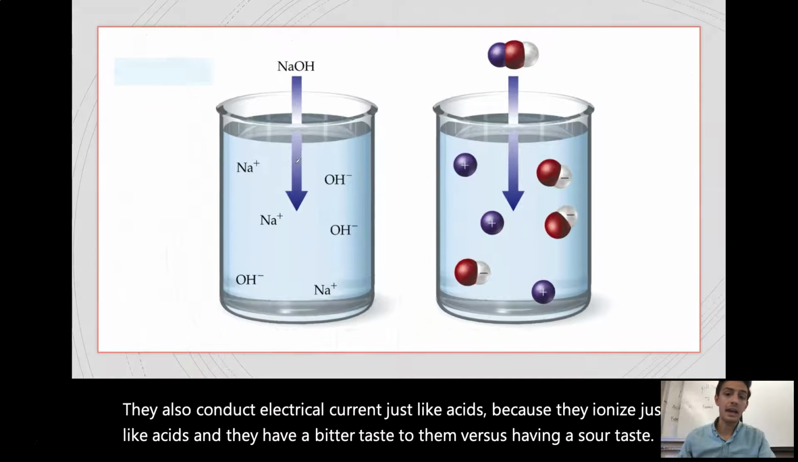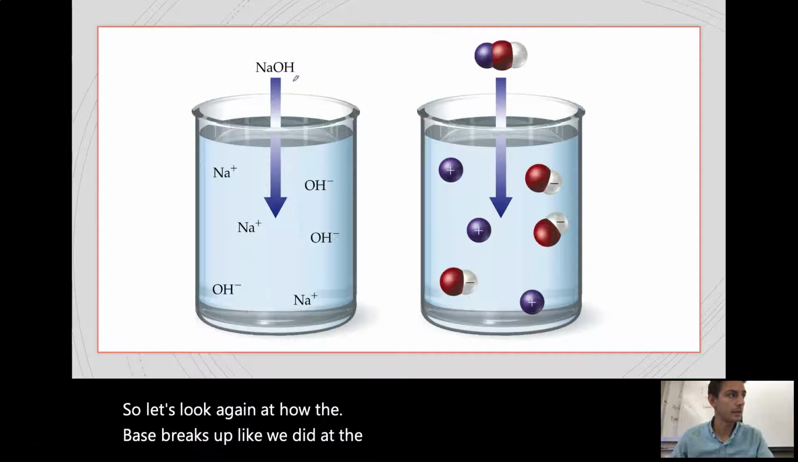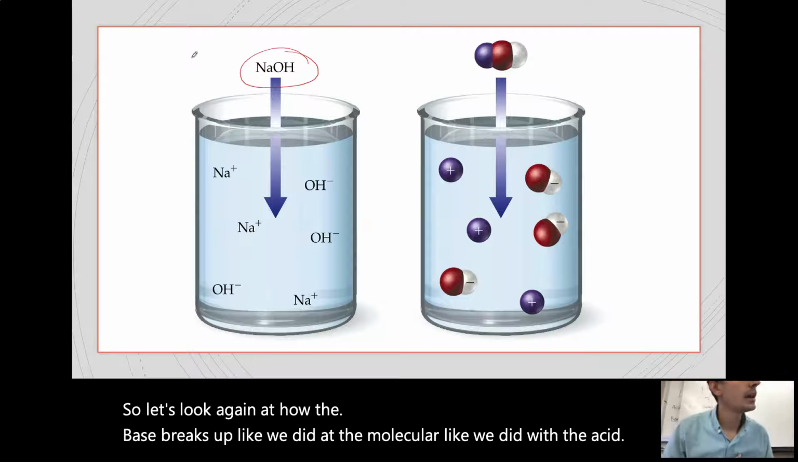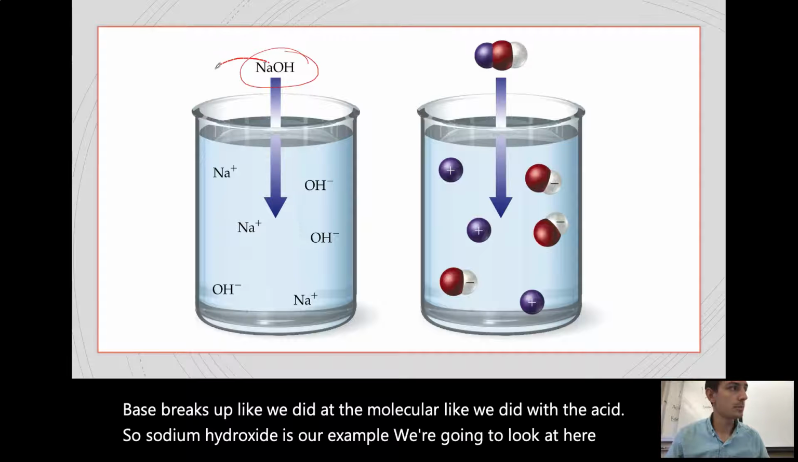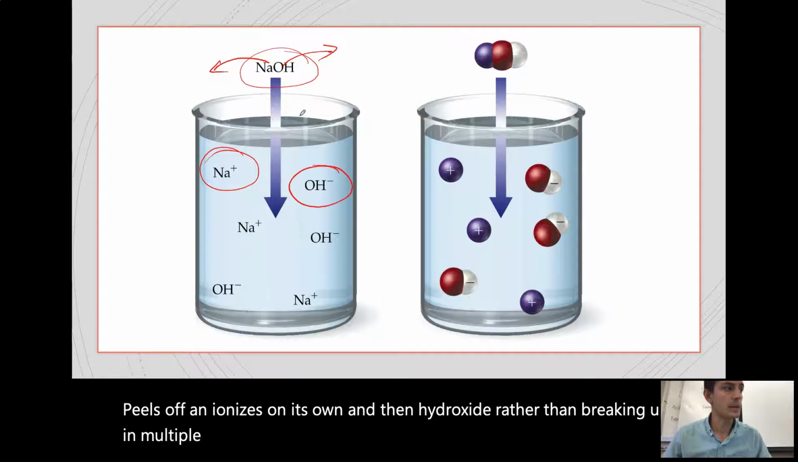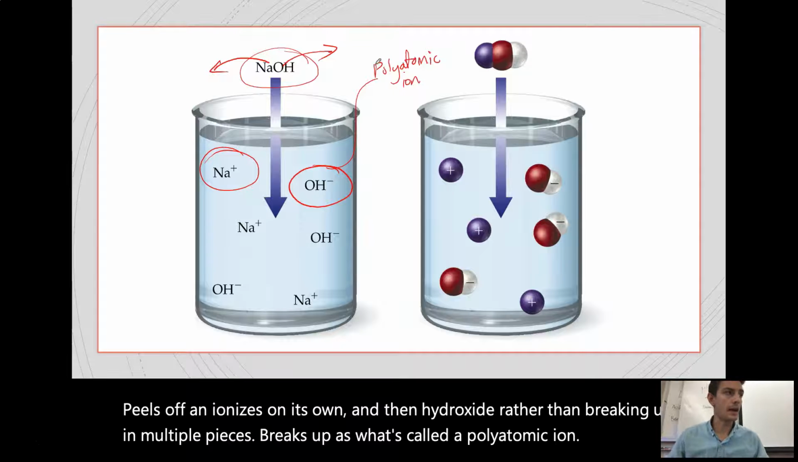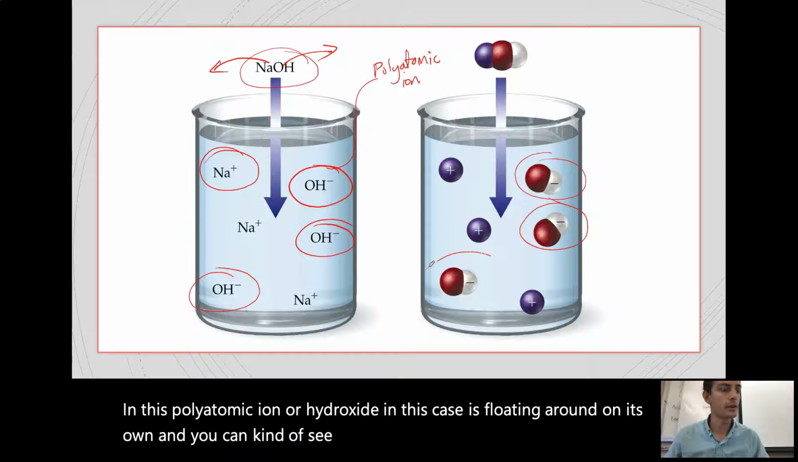So let's look again at how the base breaks up, like we did at the molecular view with the acid. Sodium hydroxide is our example we're going to look at here. Sodium peels off and ionizes on its own. Then hydroxide, rather than breaking up in multiple pieces, breaks up as what's called a polyatomic ion. This polyatomic ion, hydroxide in this case, is floating around on its own. And you can see that molecular view over here.